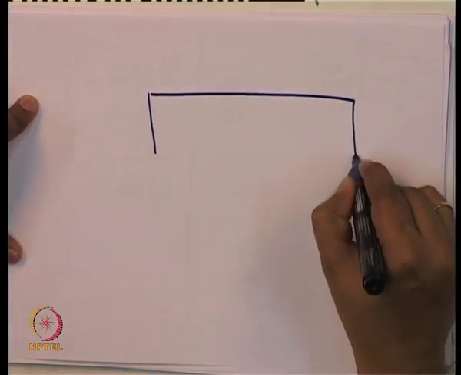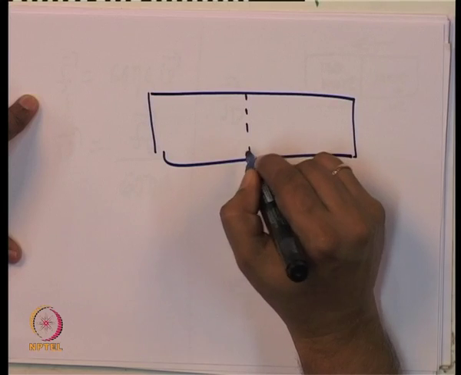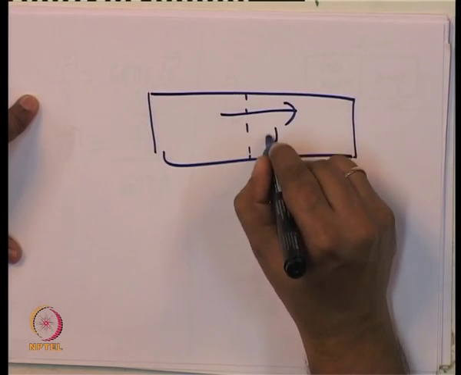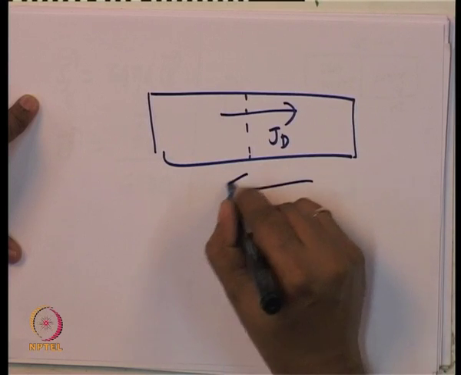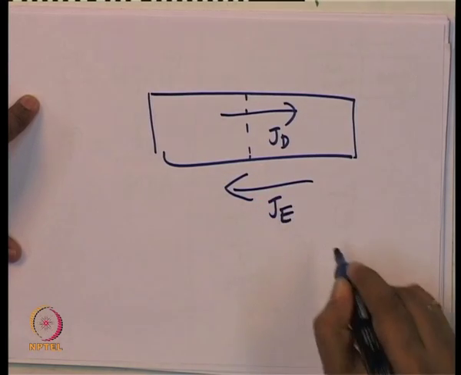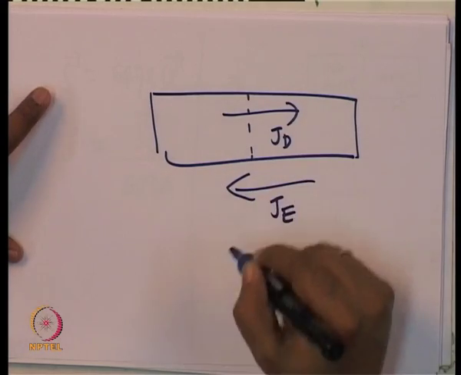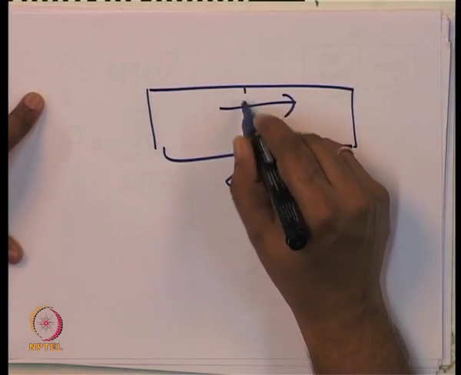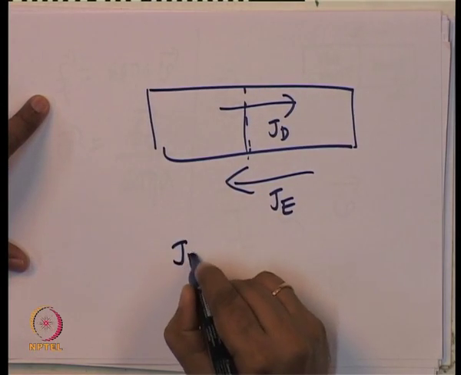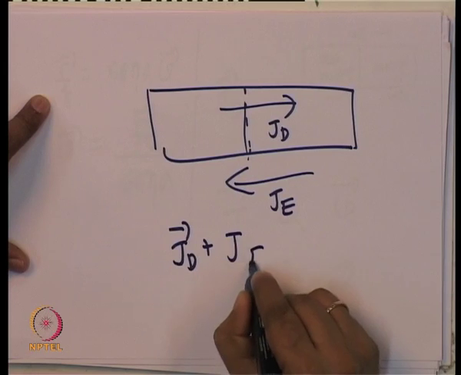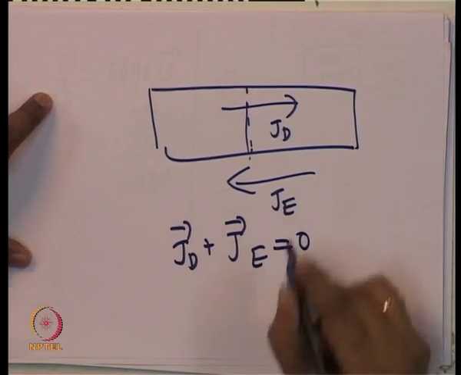So, let us go and calculate this, but before that let us understand the idea of equilibrium a bit more. So, what did we say just now? We said that there is two flow, there is J D and in this way there is J E. So, they have to be equal and opposite, or in other words at this point the total flow, the J D plus J E has to be 0, the total flow has to be 0.